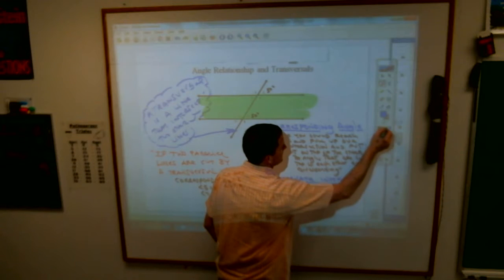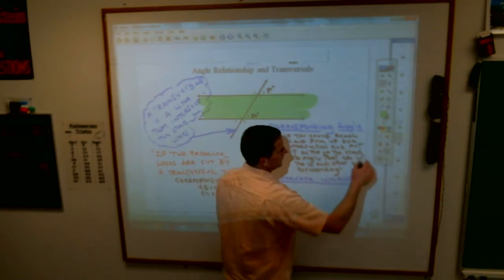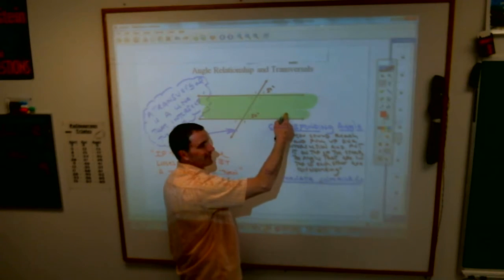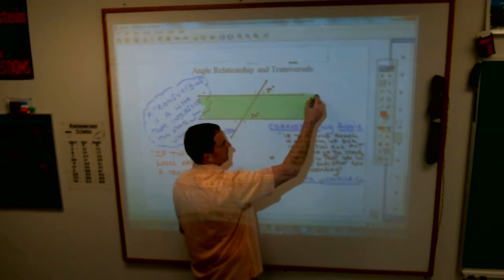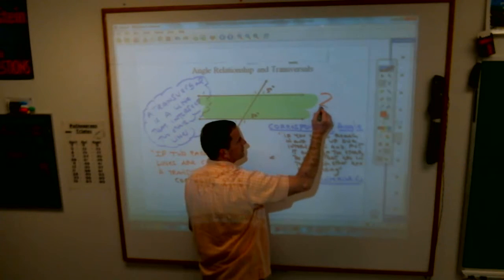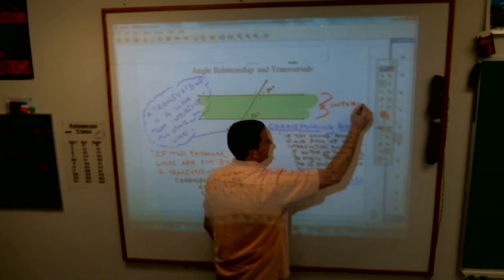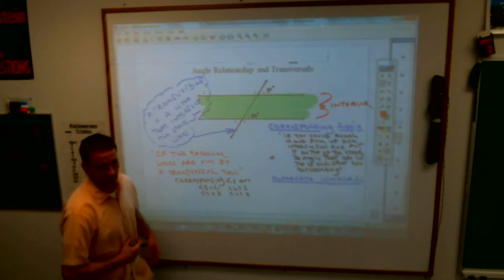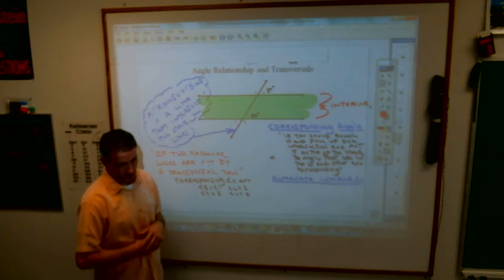That means this, okay? Interior, boys and girls, interior is what I have shaded in green, the inside, in between the two parallel lines. Those are the interior angles. Okay, so there are 4 interior angles that fall within the green line. They are angle 3, 4, 5, and 6.